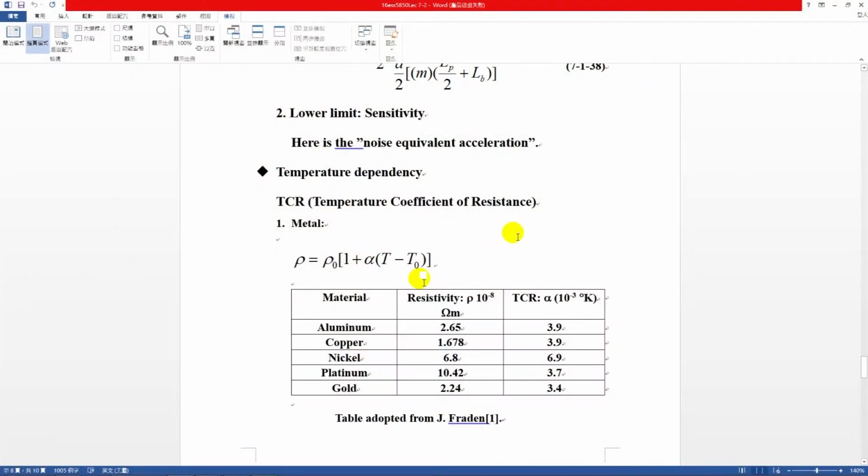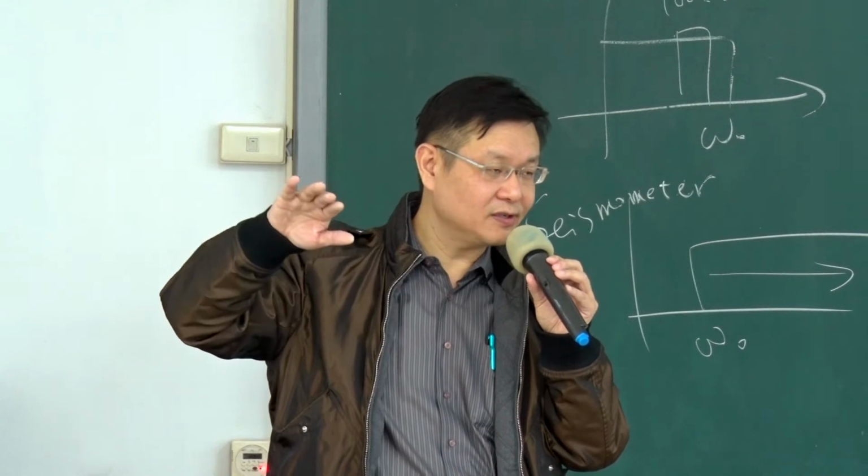So for example, if we are using metal as a sensor material, the TCR, the temperature coefficient of resistance, is represented by alpha here. That means the resistivity of the metal after the temperature change, delta T times your alpha, the TCR, gives you the new resistivity. So the relationship is a kind of linear relationship. The resistance changes linearly with the temperature increment. Increase the temperature, increase the resistance. They are linear.